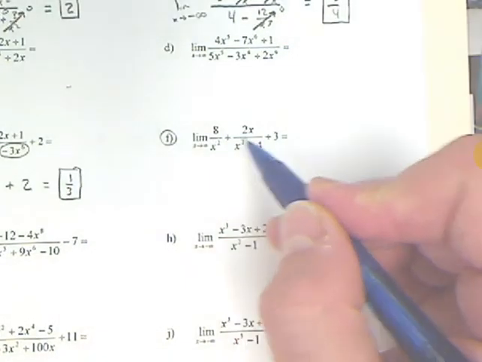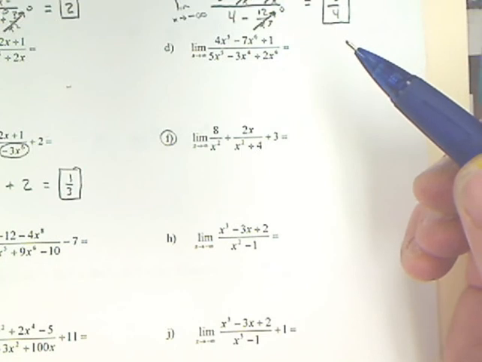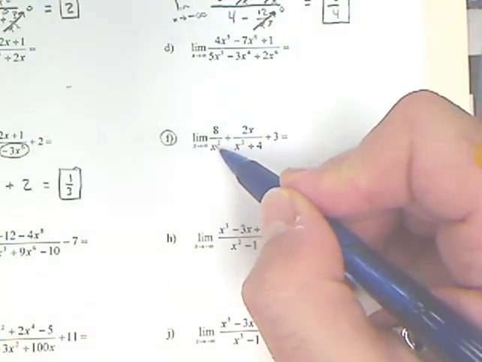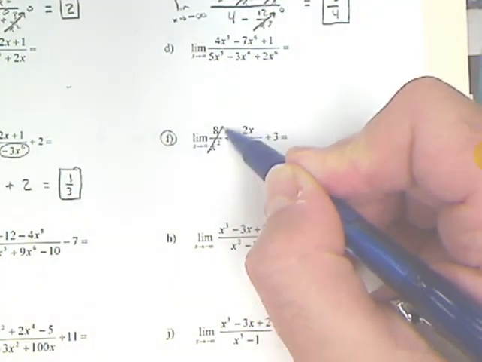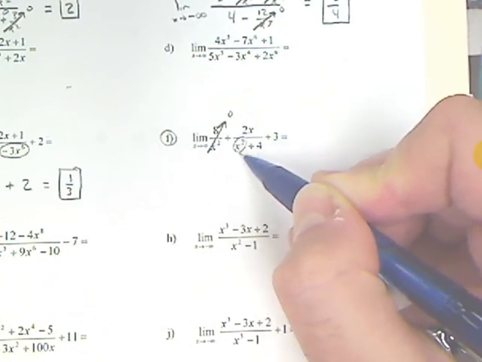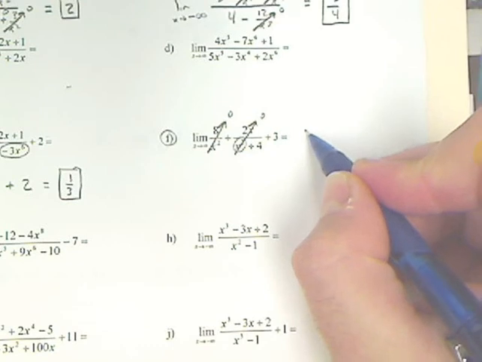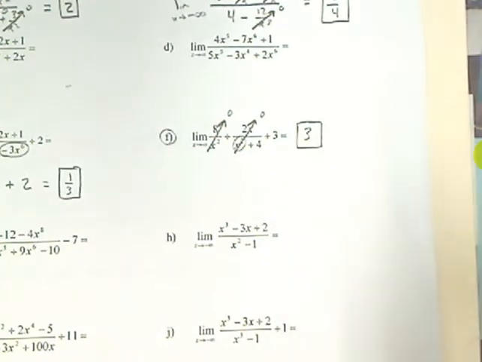F doesn't have matching dominant terms. That's not the new guy. Let's just talk about this as kind of a refresher from yesterday. If you put in a very large number here, 8 divided by a large number is getting closer to 0. Here's your dominant term on this next fraction, so that fraction's getting closer to 0. So this is just 0 plus 0 plus 3, which is 3.